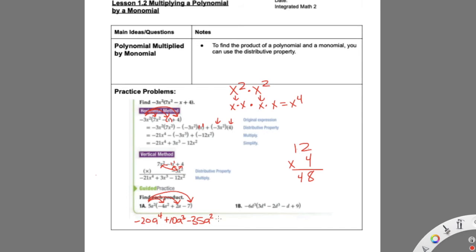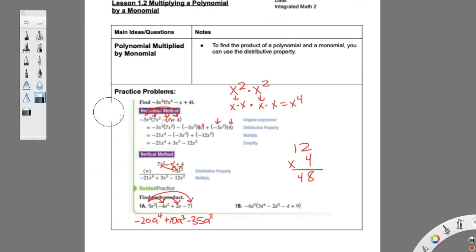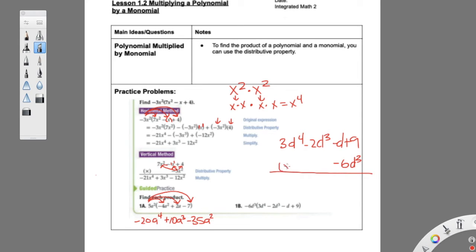All right. So, let me see. I'm going to erase that just so I have a little bit more room here. All right, so I'm going to write this up here. 3d to the 4th minus 3d plus 9. And then I'm going to multiply by negative 6d cubed.